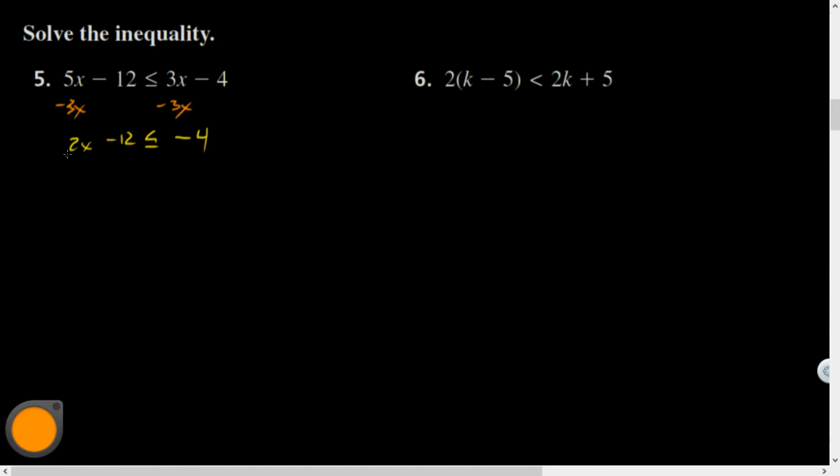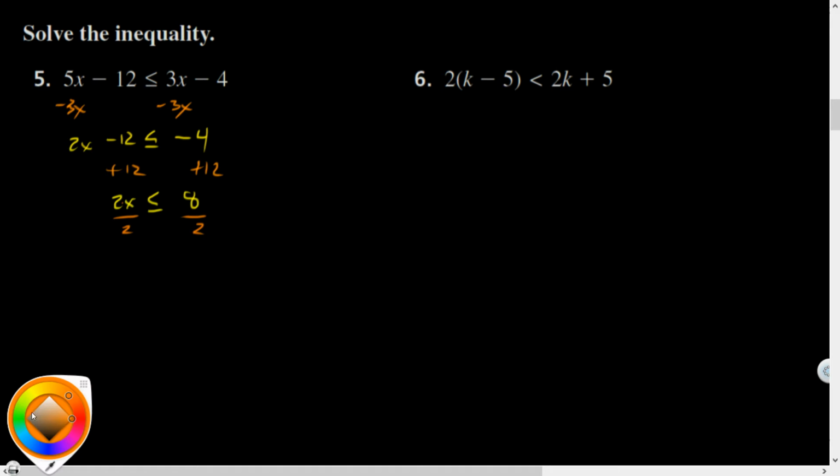Then you could divide everybody by 2 here, but usually I save division till the end. Let's add 12. Don't have to flip the sign when I'm adding. And let's divide, because the inverse of multiplying by 2 is division by 2. Do I have to flip the sign this time?